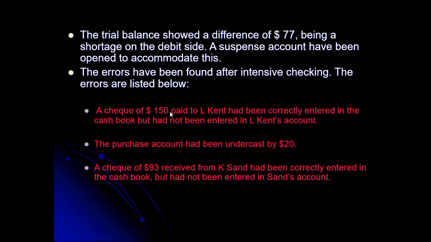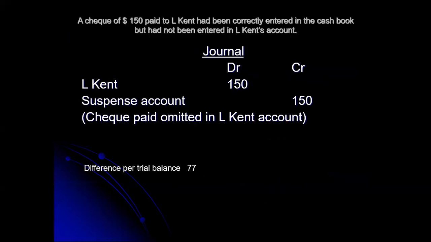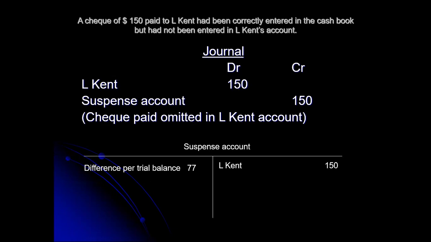Okay. So we have correctly credited the bank account, but we did not debit L. Kent. So to correct this, we need to debit L. Kent 150 because we did not do so, and credit suspense 150. In the T account format, it will appear like this. The original difference was 77 on the debit side. And since we have credited suspense 150, we have a 150 on the credit side.